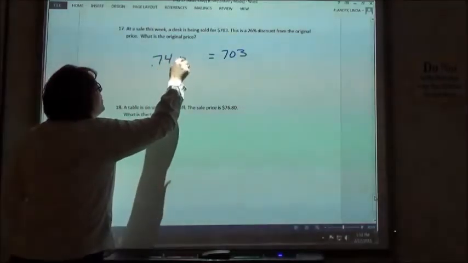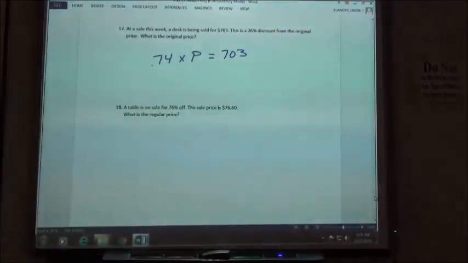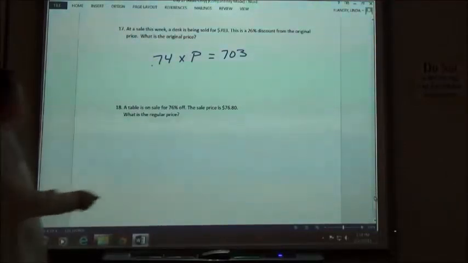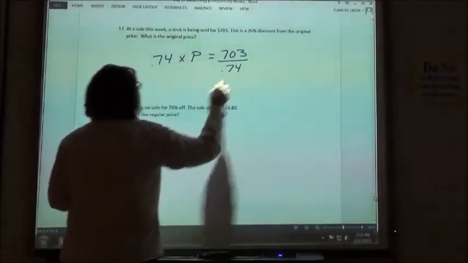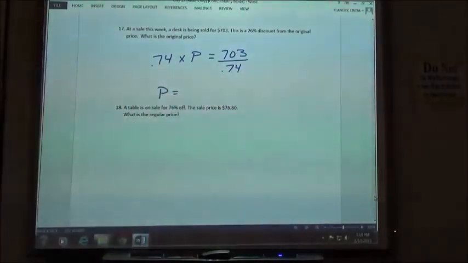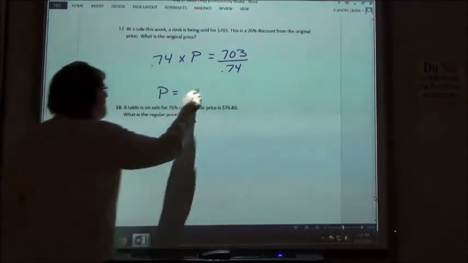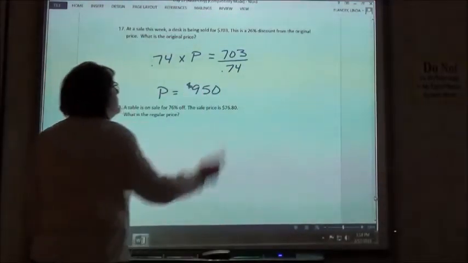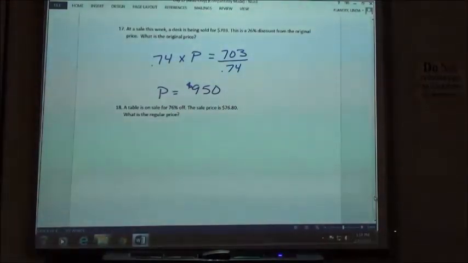74%. So 74% of my original price is going to equal my sell price. So just like on those previous ones, when it says discount, less, off, you go 100 minus 26%, which gives me 74%. Now I can solve that by dividing, right? What was the price to begin with? $950. And I believe on these ones you'll get nice whole number answers, so if you're getting some crazy decimal, you know you did something wrong.